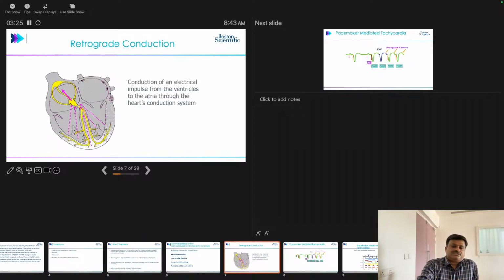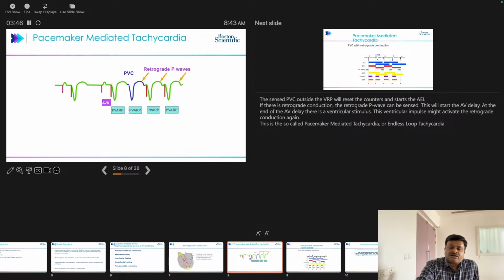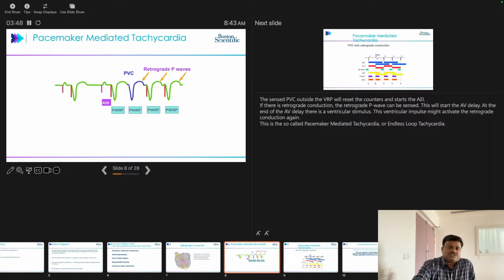So once the impulse travels back from the ventricle to the atrium through the AV node, it is going back. So this is how the retrograde conduction will happen. It may be through the normal conduction, which is the AV node, or an accessory pathway. Either of those can take the impulse back towards the atrium.